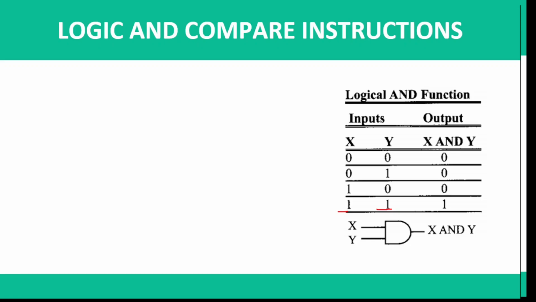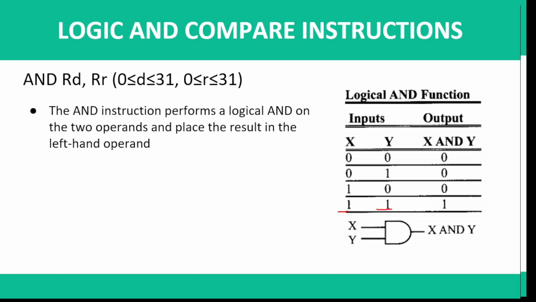So for the AND register, the destination is Rd and the source is Rr. The register can go from 0 up to 31, and the source is from 0 to 31 also. The AND instruction performs a logical AND on the two operands and places the result in the left-hand operand, meaning the destination. This is our left-hand operand.